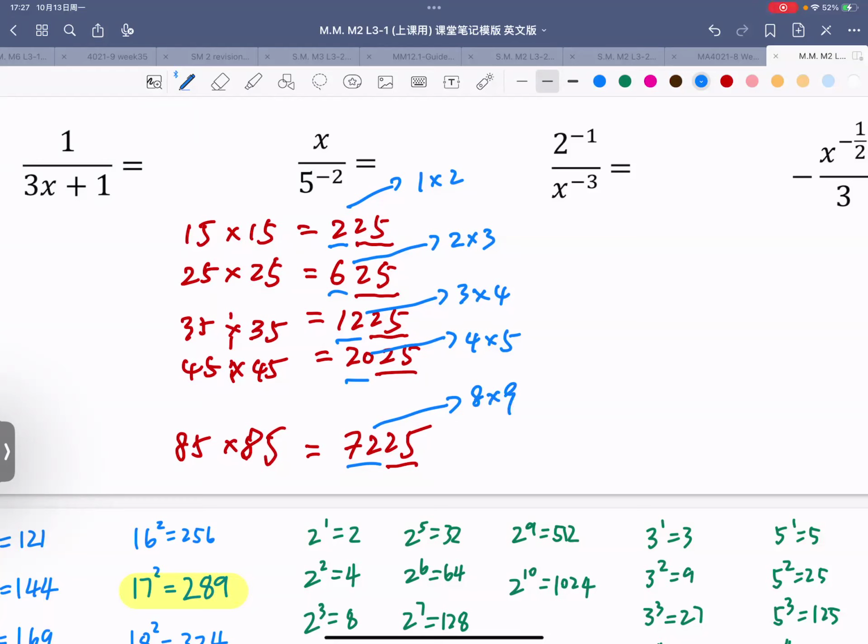Now, can you find any pattern? Okay, I'll give you a hint. The tens digit of 15 is 1. The tens digit of 25 is 2. The tens digit of 35 is equal to 3. Basically, you use that, the tens digit.